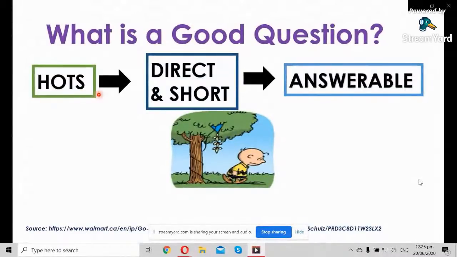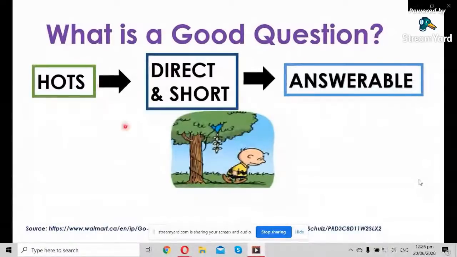Now, let's move to the next one. A good question should have HOTS. And of course, a good question should be direct and short. When you say direct and short, it doesn't need to be very long. It should be easily understood by many. And of course, the question should be answerable. Not all questions made are answerable. It should be direct and short and answerable. And most importantly, it is a HOTS question. Okay?